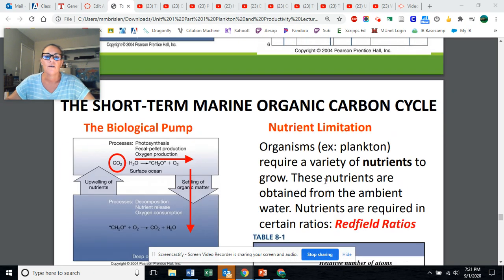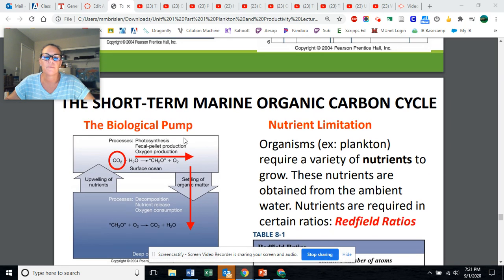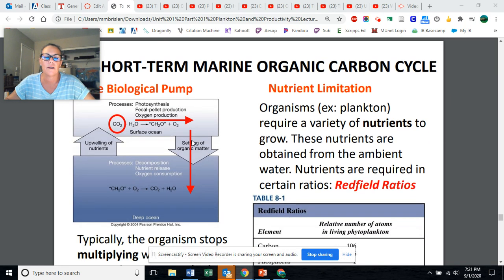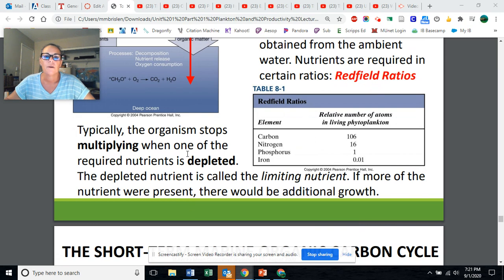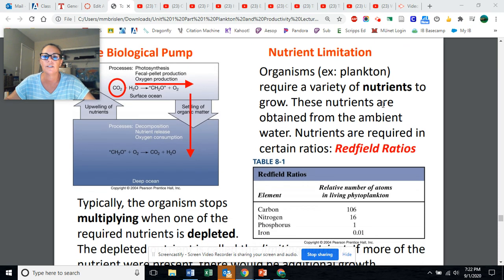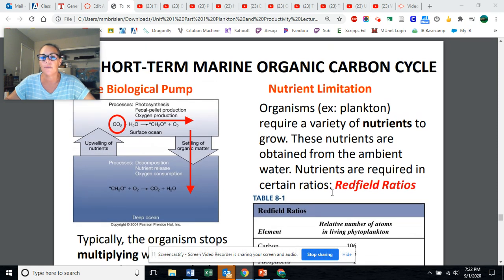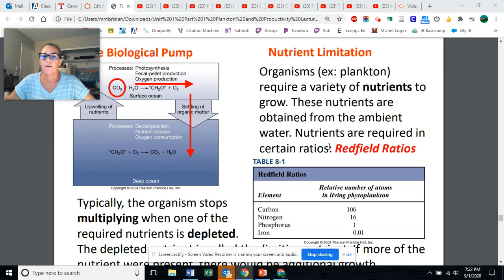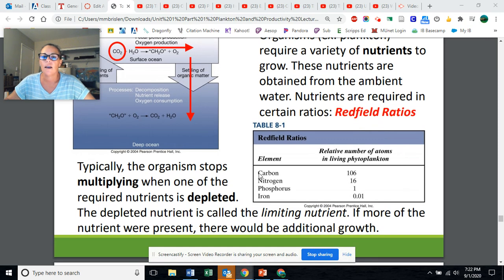Okay. All right. So again, here is that same image. The biological pump, and we have nutrient limitations. So organisms like plankton require a variety of nutrients to grow. These nutrients are obtained from the ambient water, and the nutrients are required in certain ratios. So water in general will be at this Redfield ratio. Redfield is just a person that discovered this when looking at seawater, and the ratio is carbon is 106.